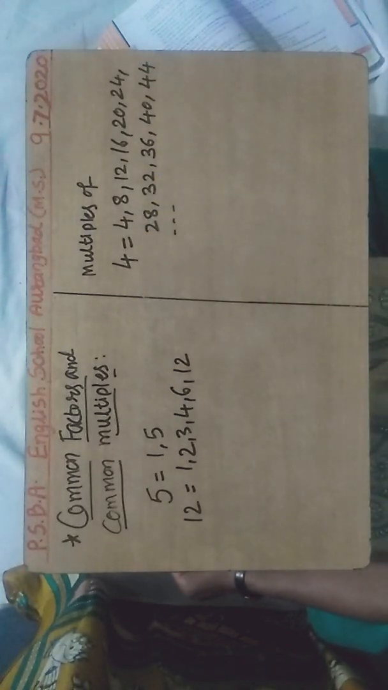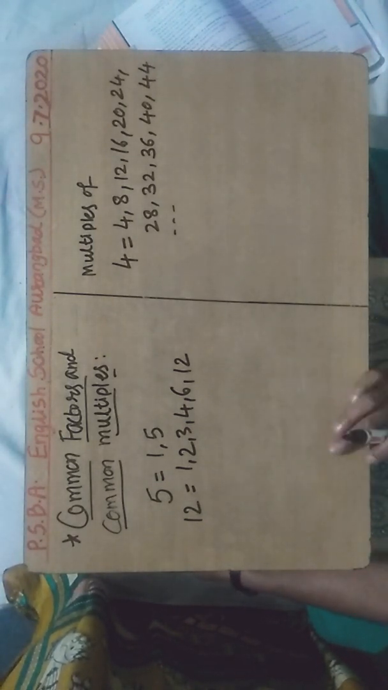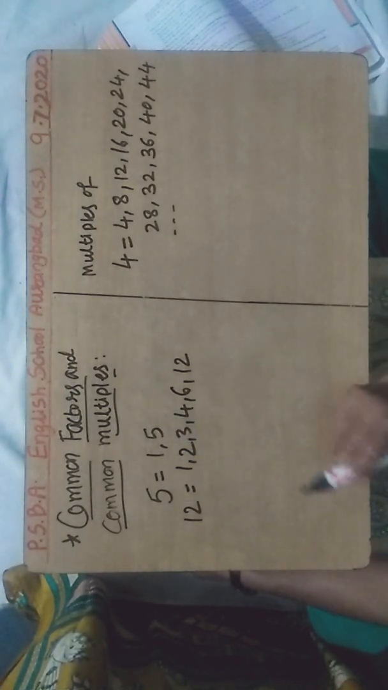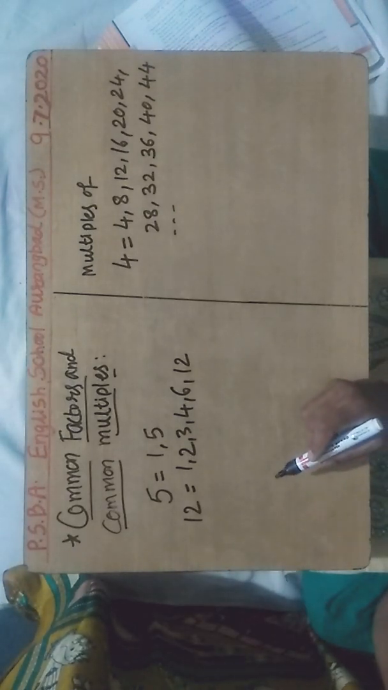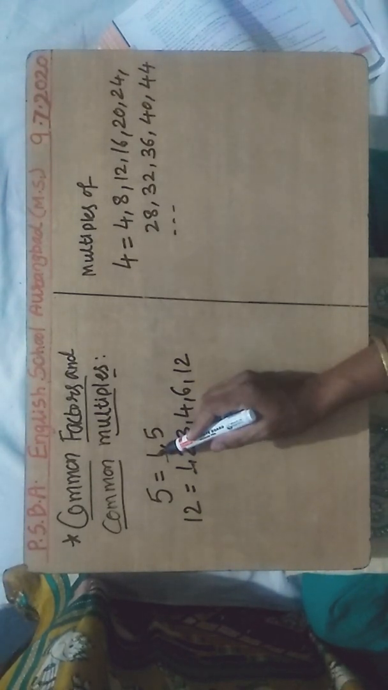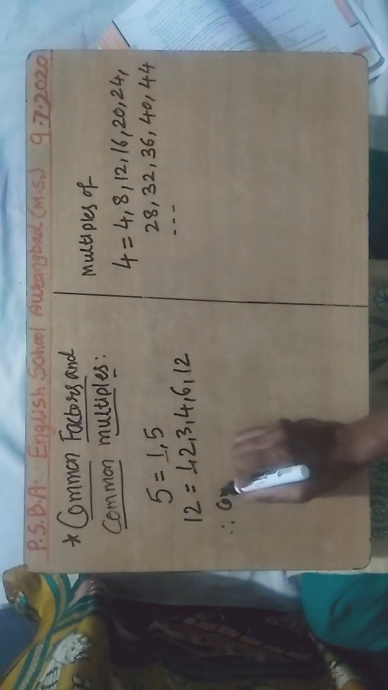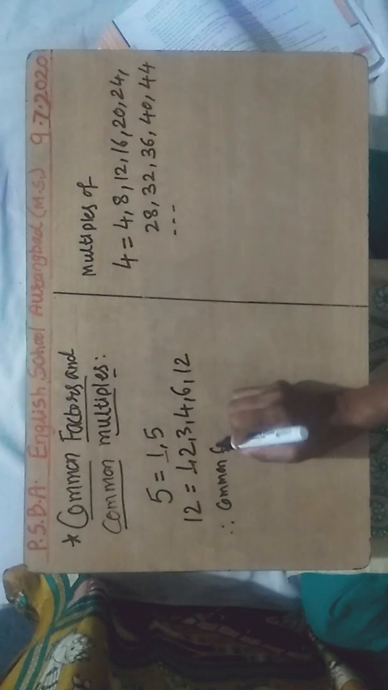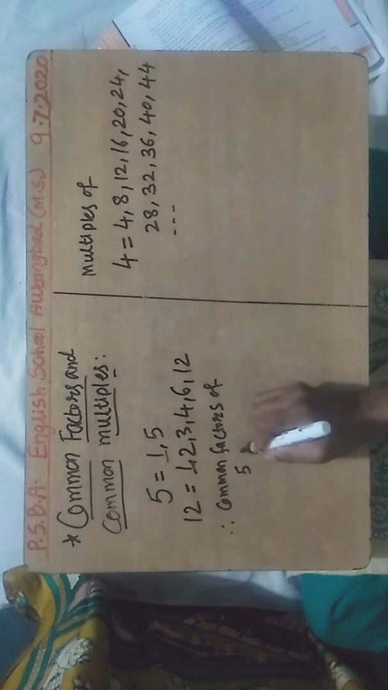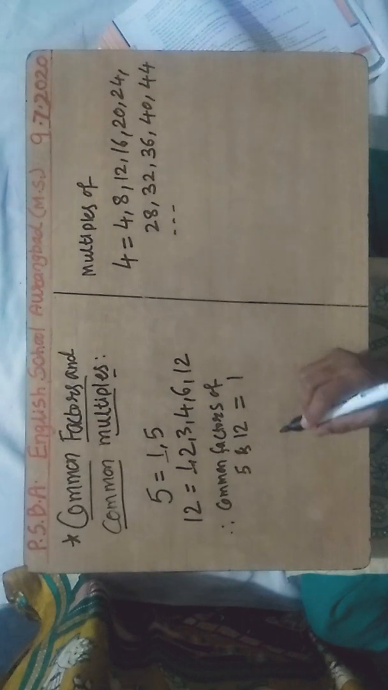Now what is meant by common factors and common multiples? Here we will consider the same example. The factors of 5 are 1 and 5. Factors of 12 are 1, 2, 3, 4, 6 and 12. If we want to find the common factors, we can write 1 is the common factor because it is there in the factors of 5 and 12. Therefore, common factors of 5 and 12 are only one, right?